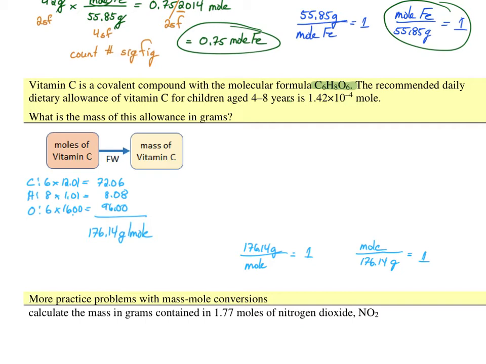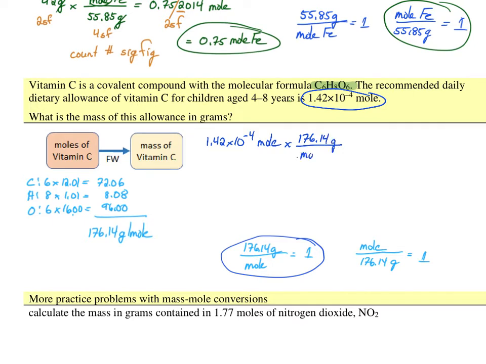All right, so let's do our problem. Our initial number with units is 1.42 times 10 to the minus 4 moles of vitamin C. We want to use the version of the conversion factor that has moles in the denominator, so they cancel out. That means that we're going to end up multiplying by 176.14 grams per mole. Again, we see the units of moles cancel out.